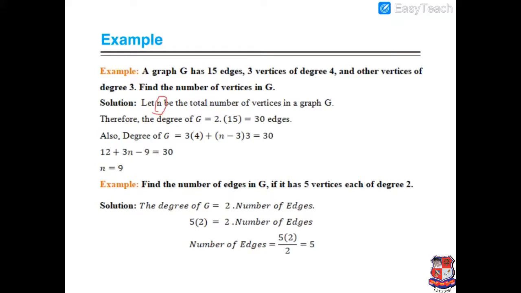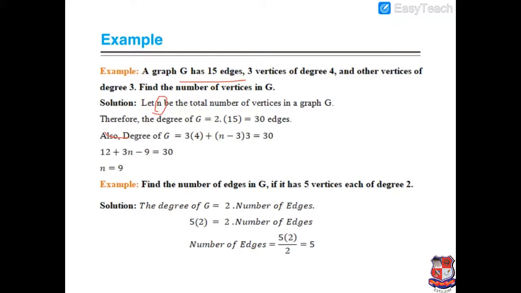Therefore, by using theorem 1, we can say that the degree of G is equal to twice the number of edges, which is equal to 2 into 15, because here it is given that G has 15 edges. Therefore, 2 into 15 is equal to 30. Now, the degree of G is equal to 3 into 4 plus n minus 3 into 3, which is equal to twice the number of edges, that is 30.